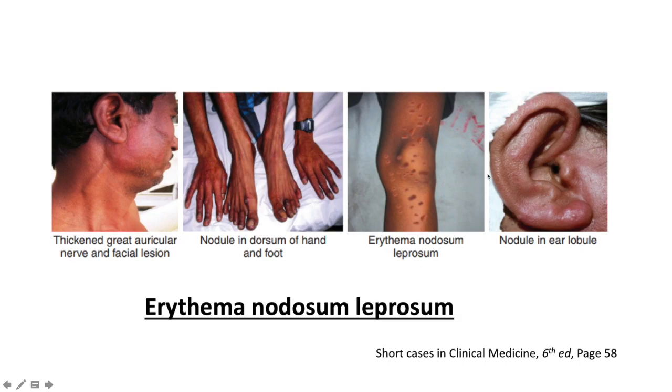More images. Also, we know that Mycobacterium leprae has an affinity for the peripheral nerves, and we'll talk about that. But here we can see a thickened greater auricular nerve and a facial lesion. Here we can see nodules in the dorsum of the hands and feet. This is what we call erythema nodosum leprosum, and we alluded to this in our previous video on erythema nodosum. And here is a nodule in the ear lobule.